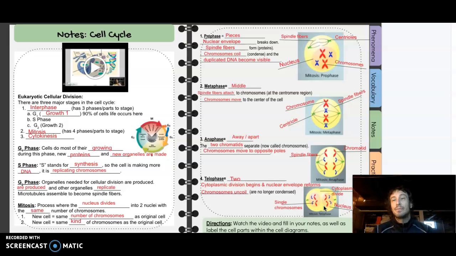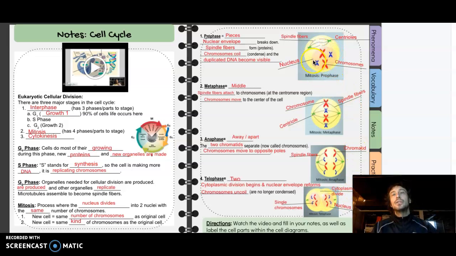But if you were to take snapshots inside of a cell as this was happening, and you can do that, and we would have looked at these types of things under the microscope. These are the 4 phases that we kind of talk about: pro, meta, ana, and telophase. And you can see the pictures here and what's happening roughly in each.